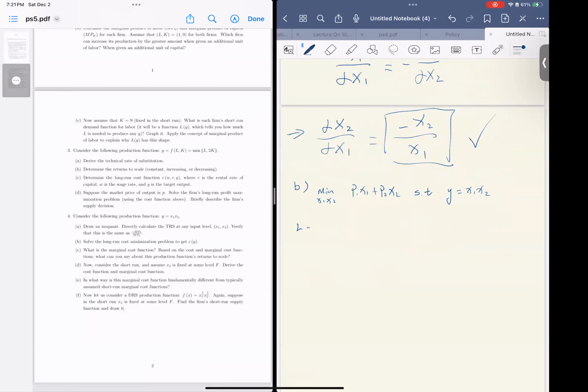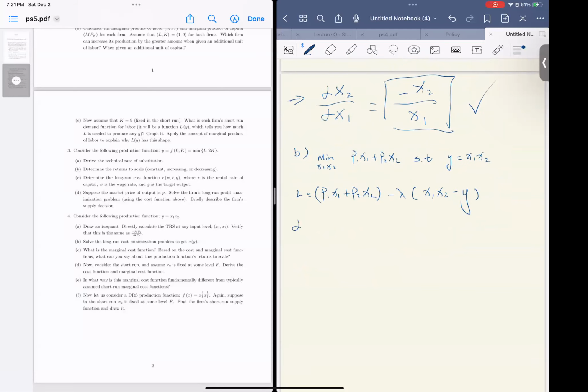So set up this Lagrange. L will be equal to P1 X1 plus P2 X2 minus lambda of X1 X2 minus Y. dL/dX1 is P1 minus X2 lambda. dL/dX2 equals P2 minus X1 lambda. You set them equal to 0, and then you get P1 over X2 equals lambda 1, and P2 over X1 equals lambda 2.